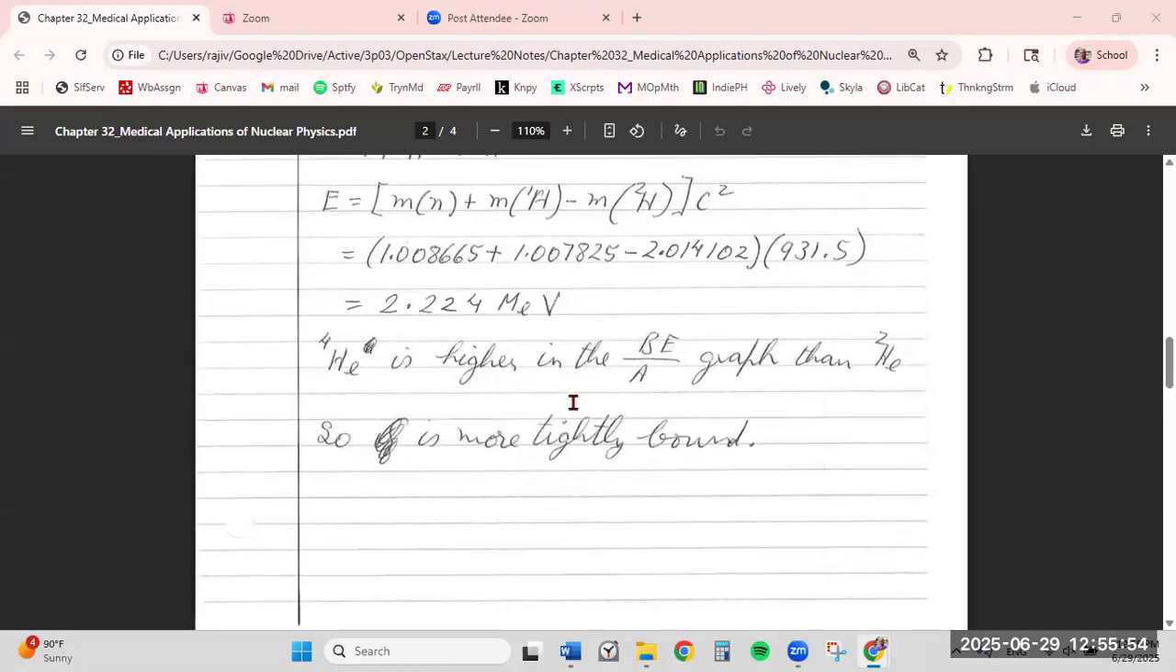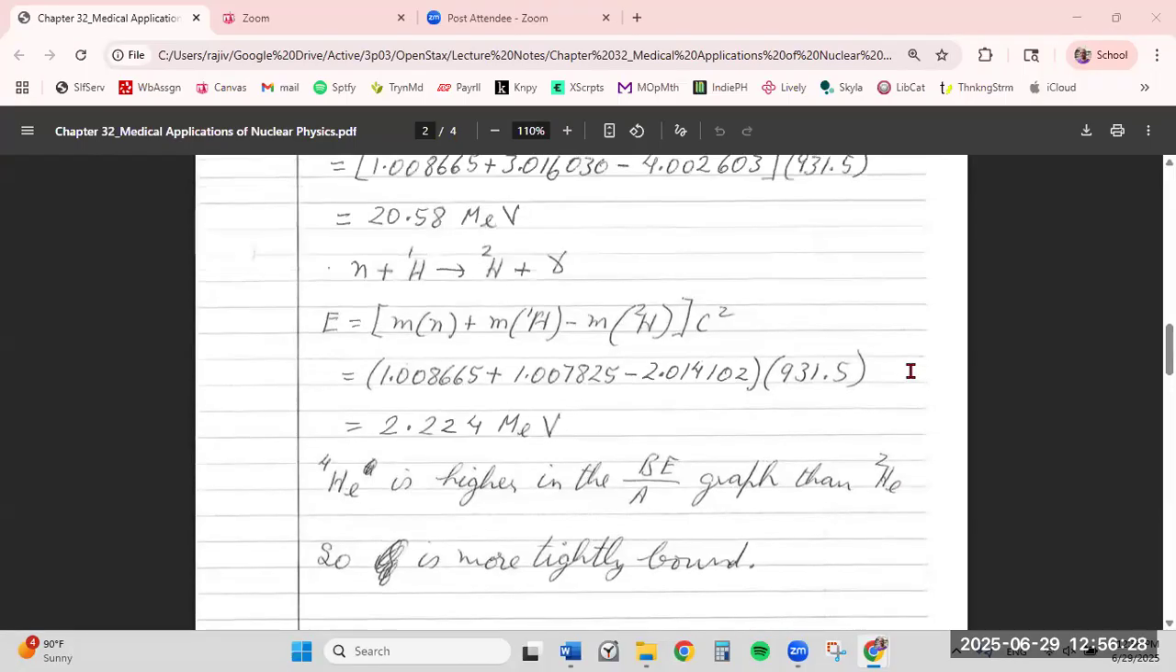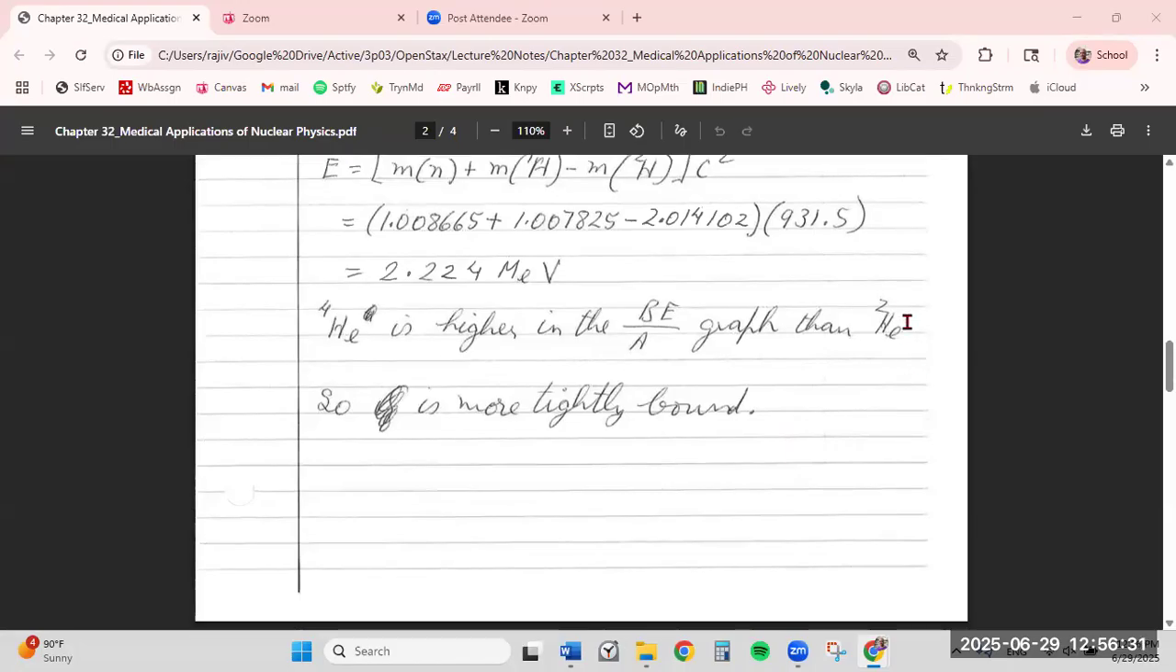So helium-4 is higher in the binding energy per nucleon graph than helium-2, because the A value increases as you go to the right and the graph rises. So in helium-4, you have a greater binding energy per nucleon, so it's more tightly bound. That nucleus is more tightly bound than hydrogen-2. This is hydrogen-2, not helium-2.